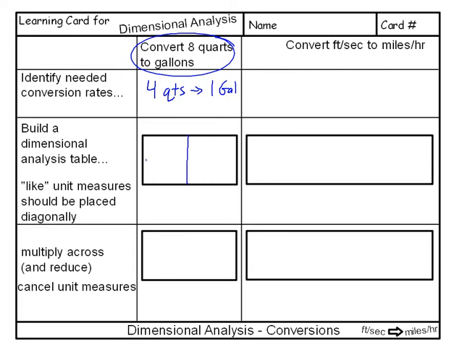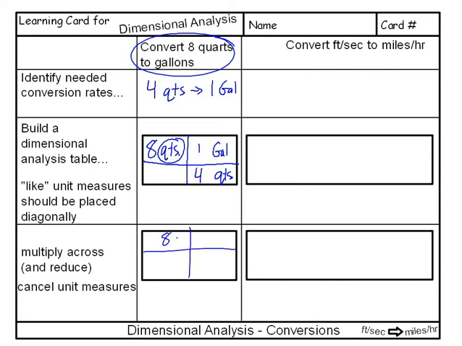I'm going to suggest that we build a dimensional analysis table. And we're going from what we're given. We're given 8 quarts, and we need to get to gallons. What we're going to do is put like units of measure diagonally from each other. So I've got quarts up here, so I'm going to put quarts down here. And then what did I want to get to? Well, I wanted to get to gallons, so I'm going to put that there. And how many quarts are in 1 gallon? We have the conversion 4 to 1.